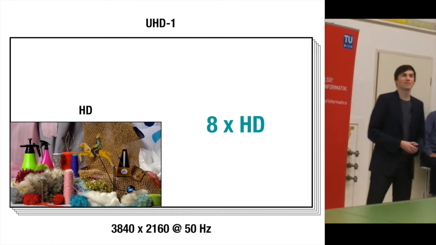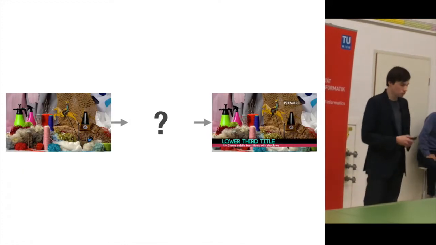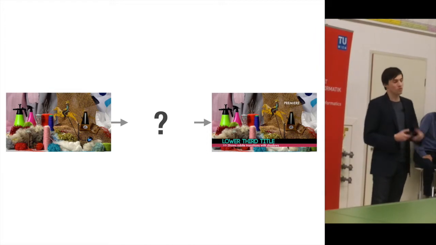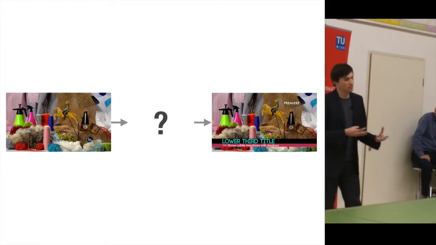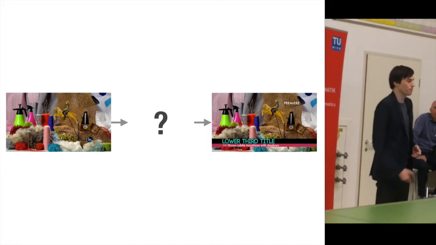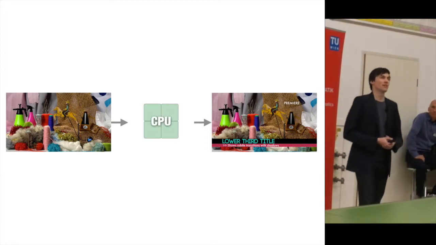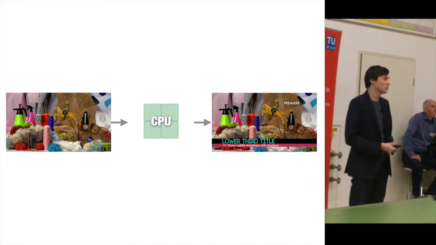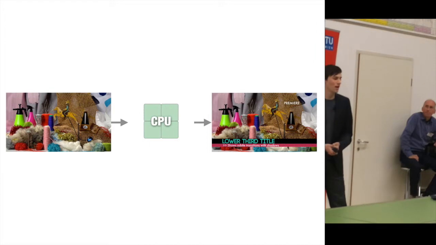So how did I implement it in my prototype? Well, I knew I had to take some input video frame, process it somehow, and write back the output frame with the graphics on top of it. Of course, I could use the CPU for that. CPU, the central processing unit, is a general purpose processor. You could do graphics with that as well.